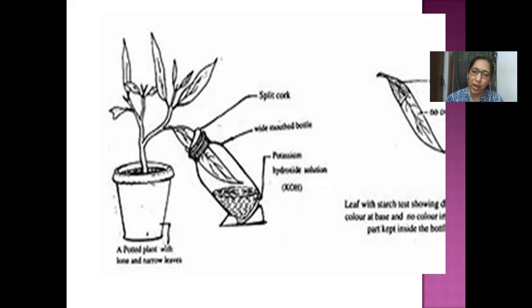So when we go for the iodine test, the leaf part which is outside the bottle will show the color change, which represents that starch is present only in that part. The leaf part which is inside the bottle will not show any color change. So this proves that carbon dioxide is also essential for the photosynthesis process.